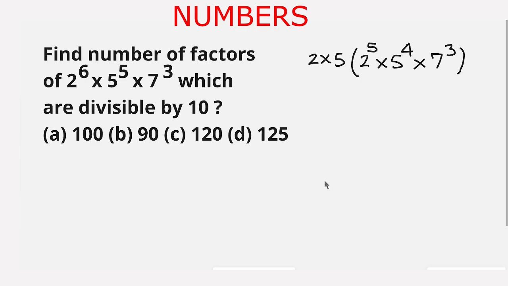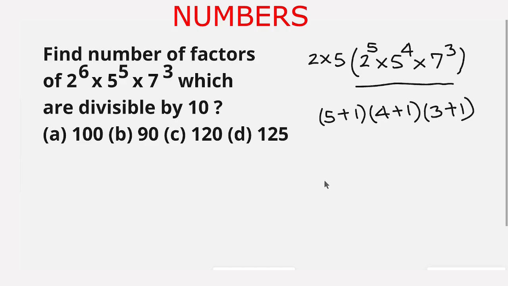Now we will find the number of factors of 2^5 × 5^4 × 7^3. The power of 2 is 5, so we write it as 5 plus 1. We add 1 to each power. Now 5 has power 4, so we write 4 plus 1. And 7 has power 3, so we write 3 plus 1. So this is (5 plus 1) × (4 plus 1) × (3 plus 1).